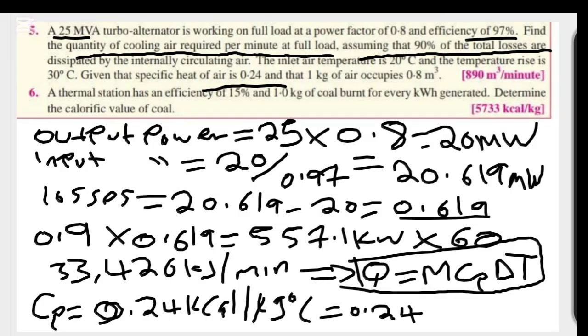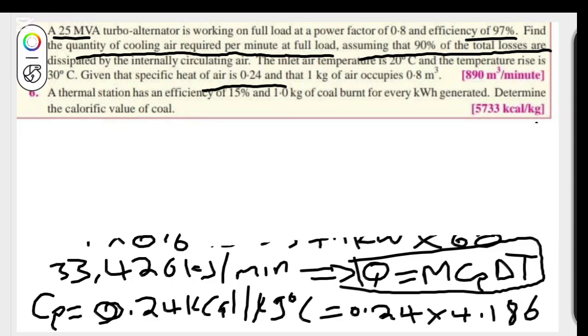As I said before, 1 kilocal is the same thing as 4186 joules. So what am I going to get? The Cp should now be 1.004. Then I have to say what will be my delta T, the change in T.